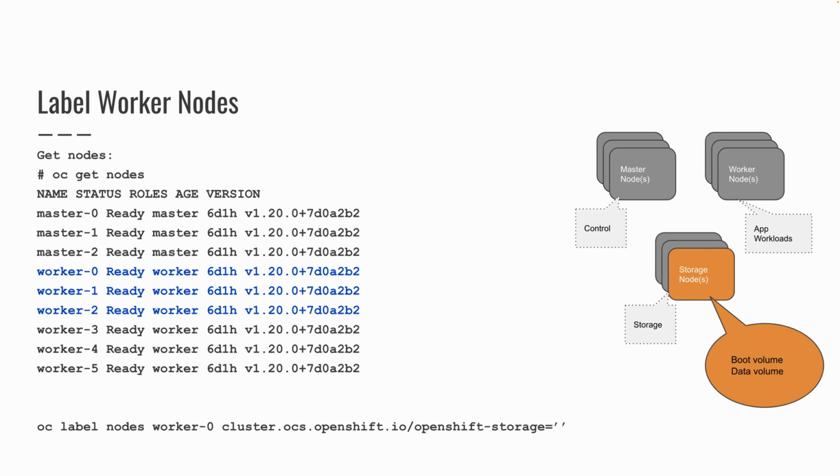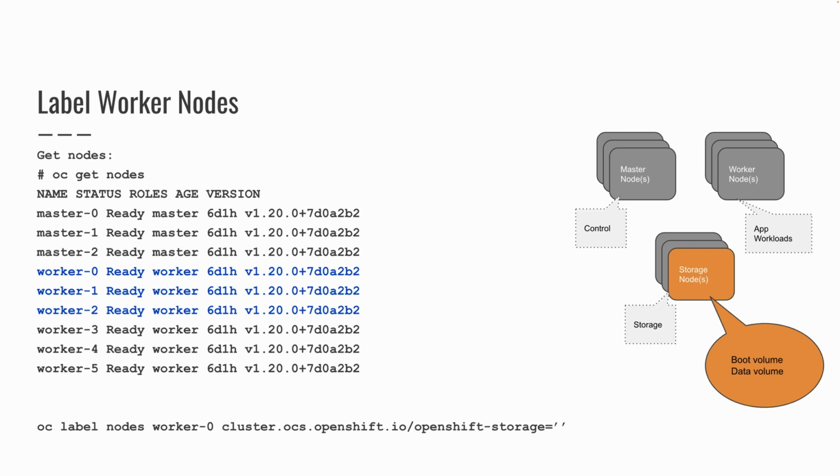So the command used for labeling the worker nodes is mentioned at the bottom of this page. The oc label nodes worker 0. The same thing will be repeated for worker 1 and 2. And then cluster.ocs.openshift.io/openshift-storage as the key with the value empty string. So this is needed for the OpenShift Container Storage operator later on to identify the worker nodes on which the pods will be placed.